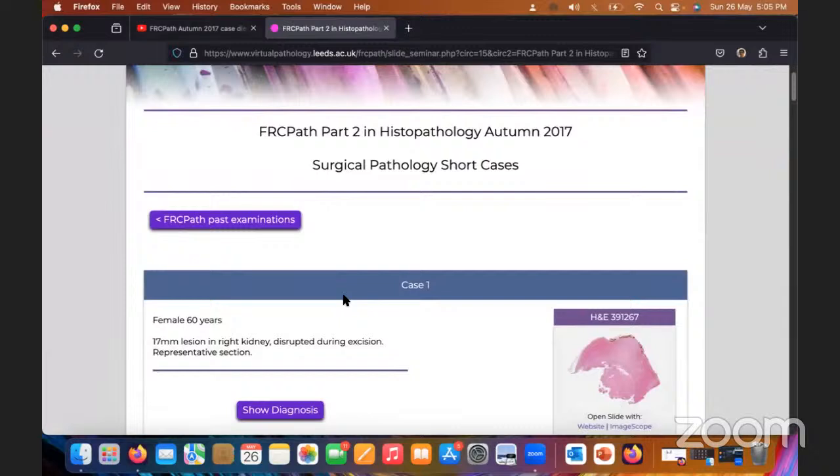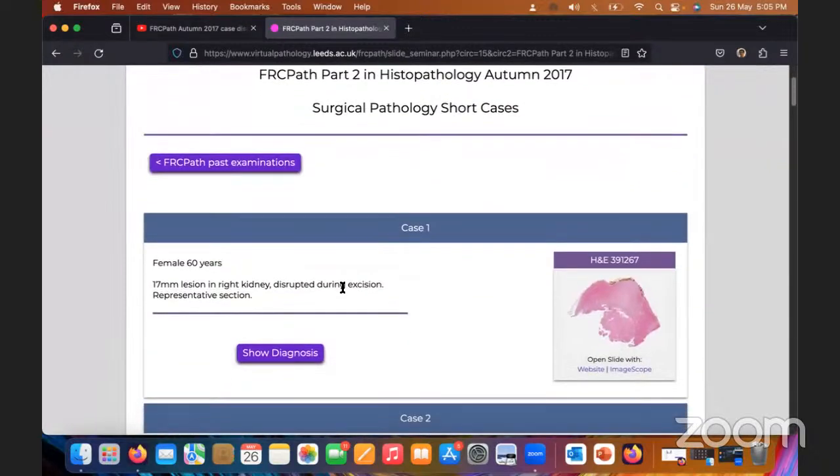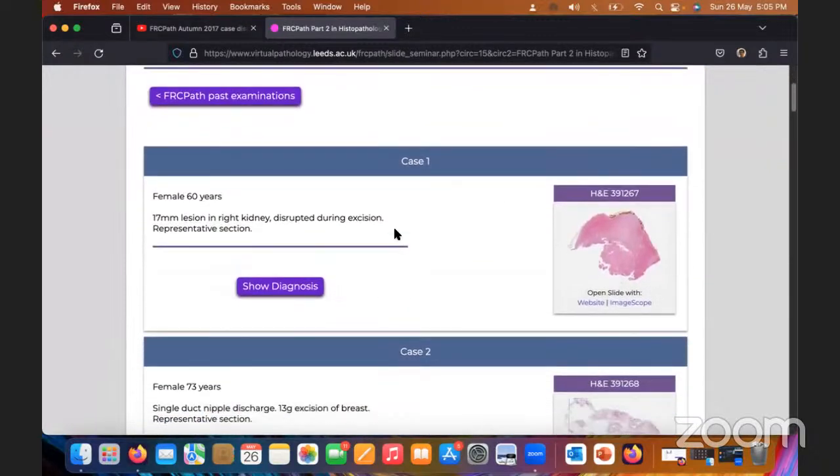So the first case is a female, 60 years, with a lesion in the kidney. The lesion diameter was given as 17 millimeter in the right kidney, and during the surgical excision, the mass was disrupted. So we have the representative section.